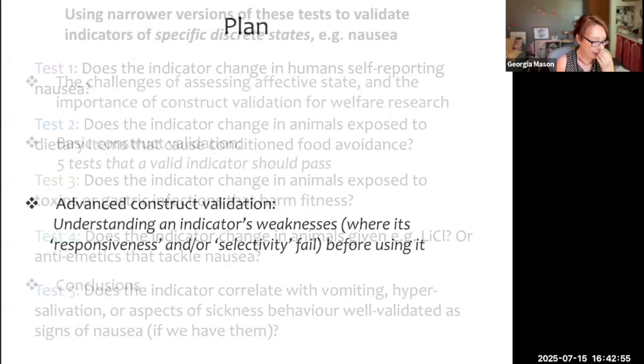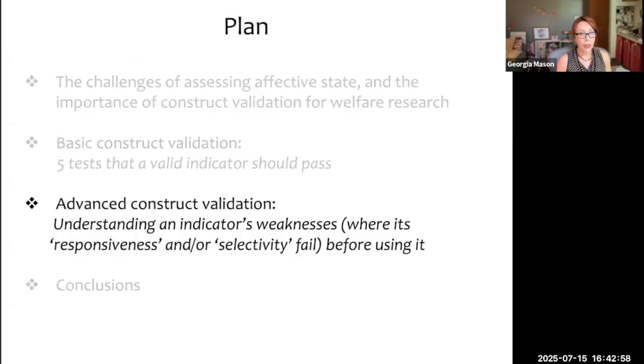So what I want to do next for the last 10 minutes or so is talk about some other properties that a good indicator should have, as well as basic construct validation. And we need to understand these properties if we're really to use it in a legitimate, defensible way. So here I'm going to be talking about thinking about indicators' responsiveness, how readily they track even tiny changes in affective state, or their selectivity, which basically means their specificity to the states we're interested in.